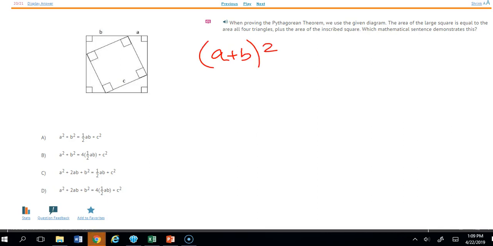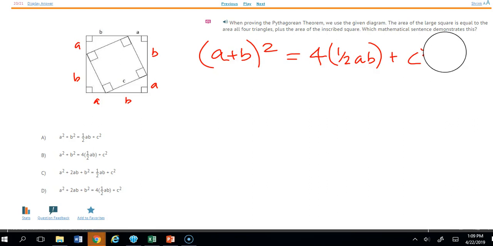That's our side. Then it also says that it's equal to the area of all four triangles plus the area of the inscribed square. So the area of a triangle, if you notice, this is going to be a and b right here. So we have four of those because this would be a, this would be b, this would be a, this would be b, and this would be a. So we have four of those triangles. So we're going to do 4 times 1/2 a times b. And then we're going to add to that the area of the square, which is going to be plus c squared. Because again, the area of a square is the base times the height, so that's just c squared.